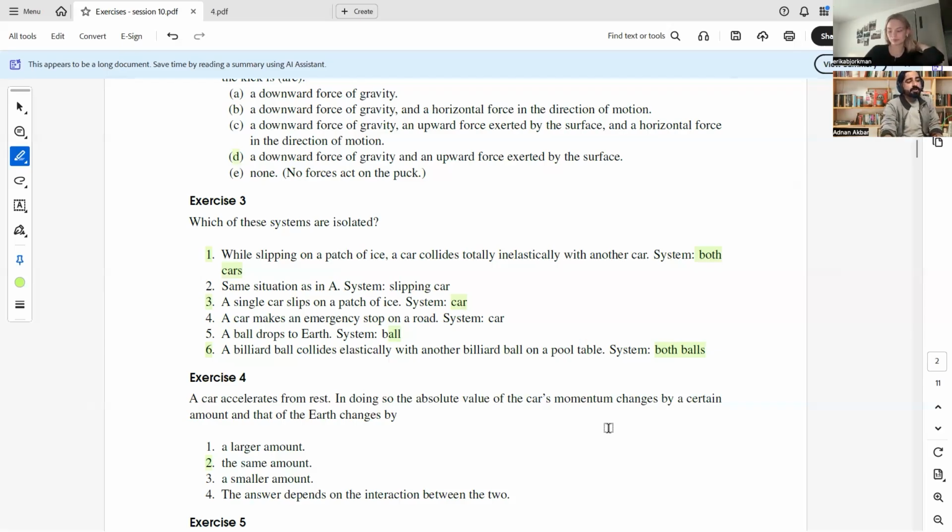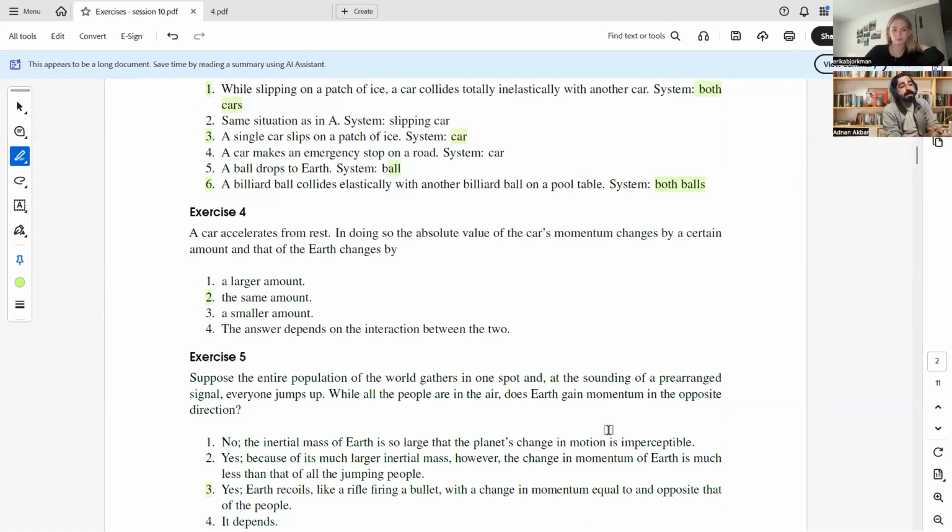Okay, we have question number 4. A car accelerates from rest. In doing so, the absolute value of the car's momentum changes by a certain amount, and that of the earth changes by. The first option is a larger amount.